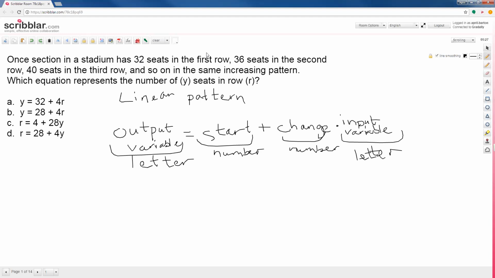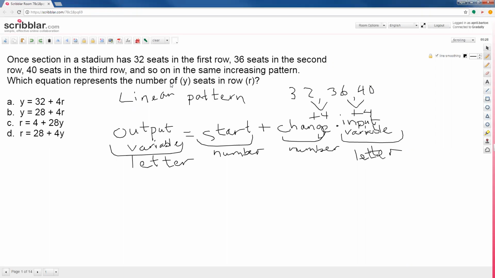So we want to find the amount of change. We start at 32, we go to 36, we go to 40. How much are we going up by every time? What are we changing by between each set of numbers? Good, 4. We are adding 4 every time.